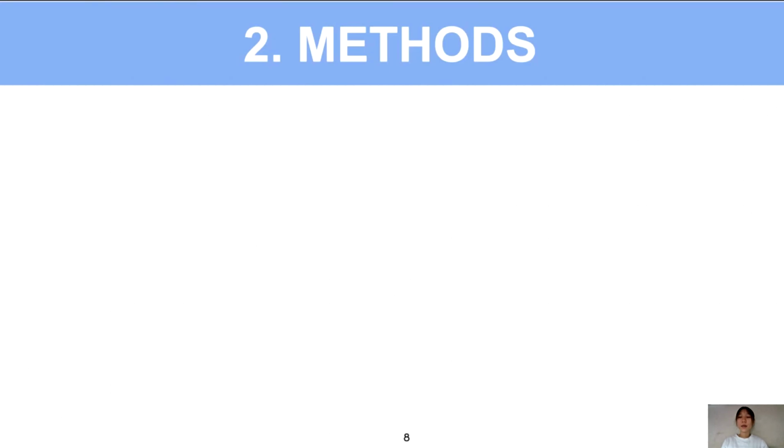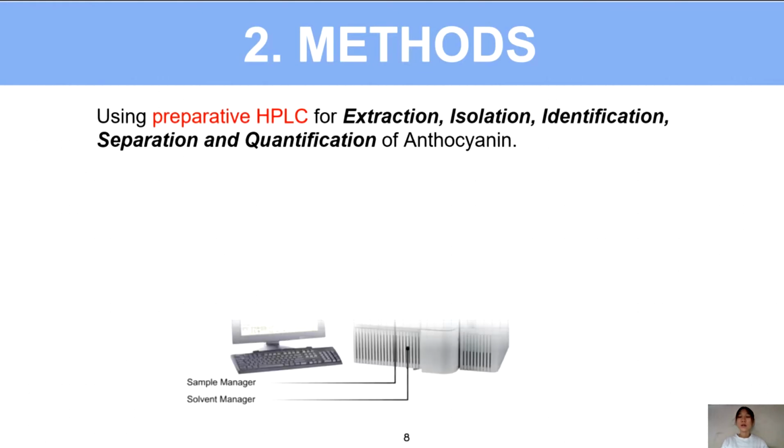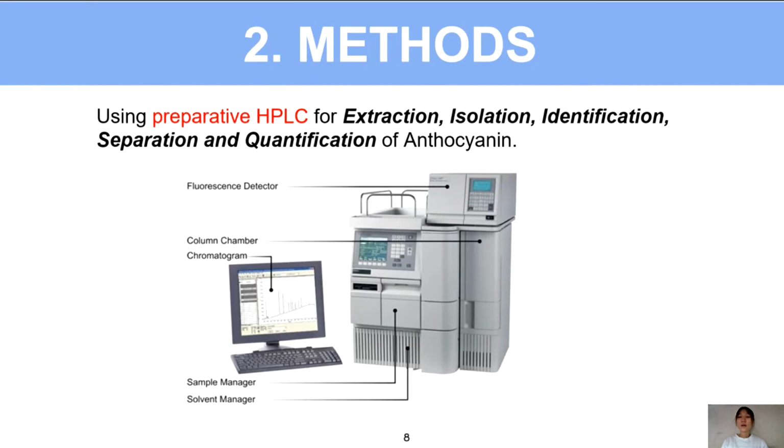Now let's consider the method part. Preparative HPLC is used for extraction, isolation, identification, separation, and quantification of anthocyanin. Preparative columns are known for isolating compounds from natural extracts. Preparative HPLC columns are large in comparison to analytical columns, so larger particle size permits higher flow rate in columns.